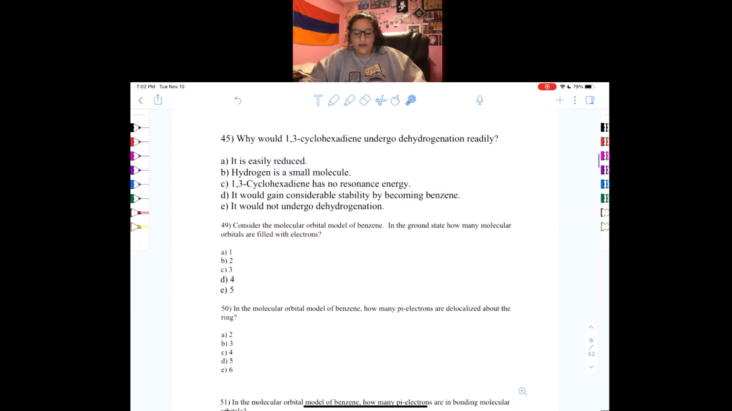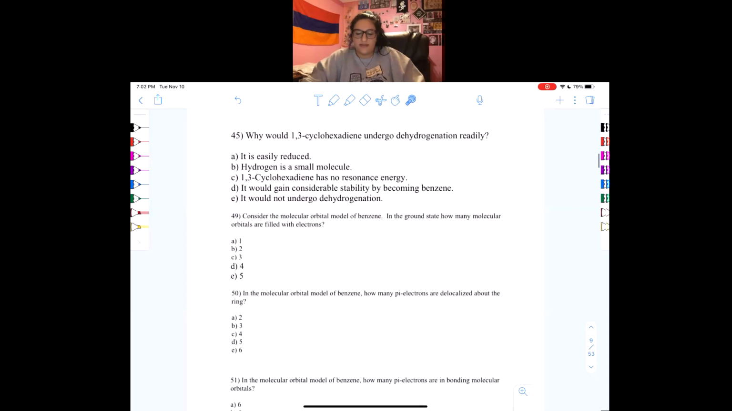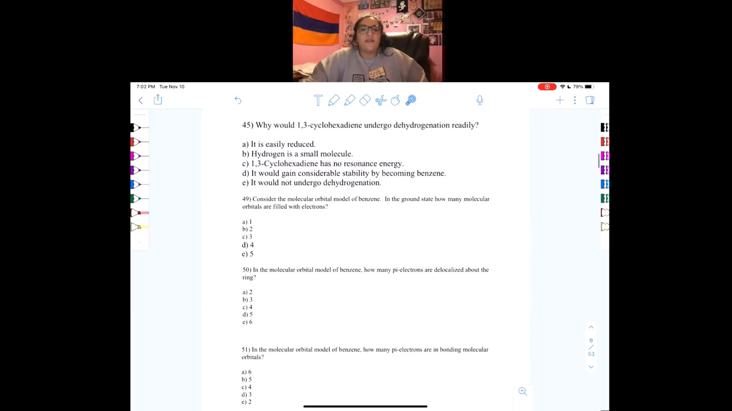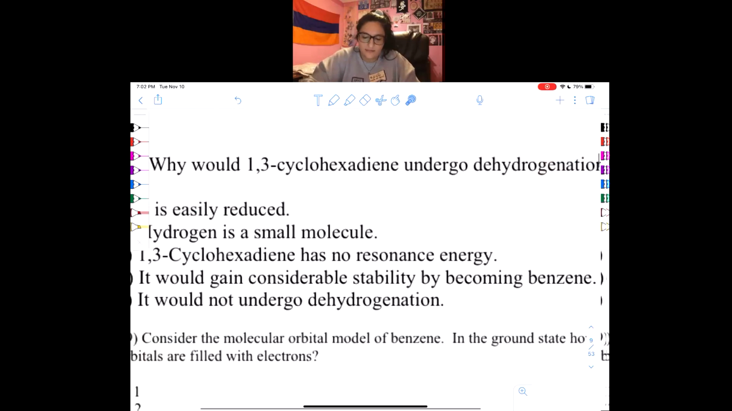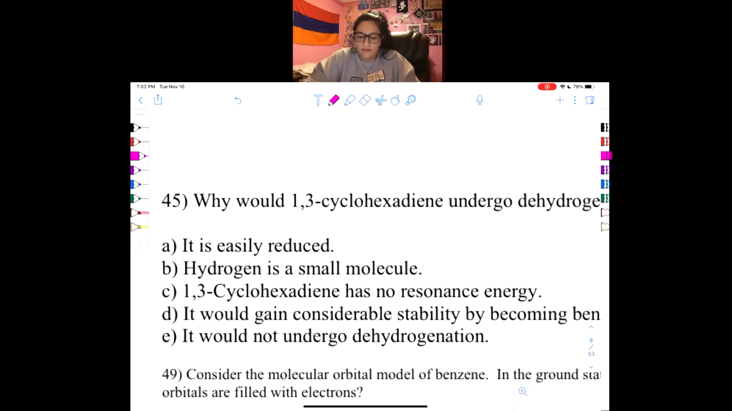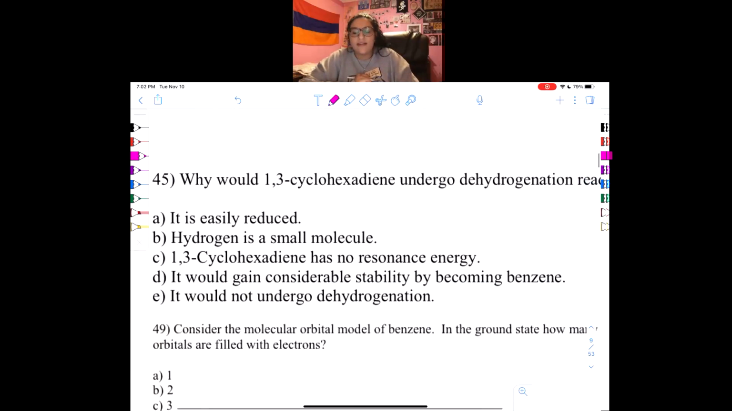Okay, so 45 is, here, you guys can screenshot it. 45 is one of those that's pretty much always on the exam. And I included it here because people tend to get confused. So why would 1,3-cyclohexadiene readily undergo dehydrogenation?